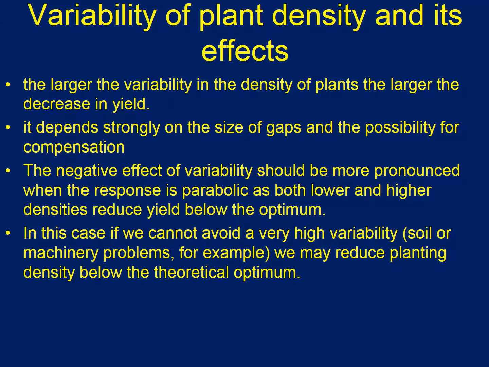Another important idea is that the effect of variability should be more pronounced when the response is parabolic, as both lower and higher densities reduce yield below the optimum. In this case, if we cannot avoid a very high variability, for instance, if we have problems with the soil or the machinery, we may reduce planting density below the theoretical optimum.